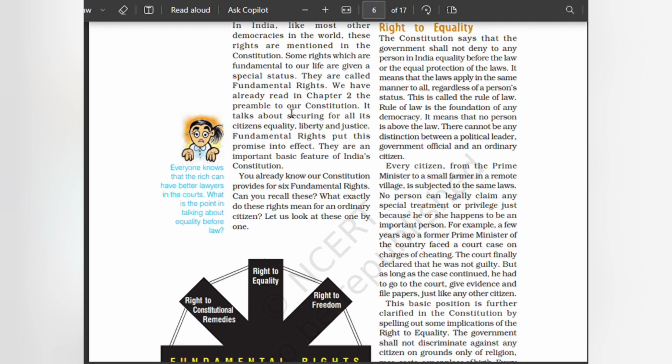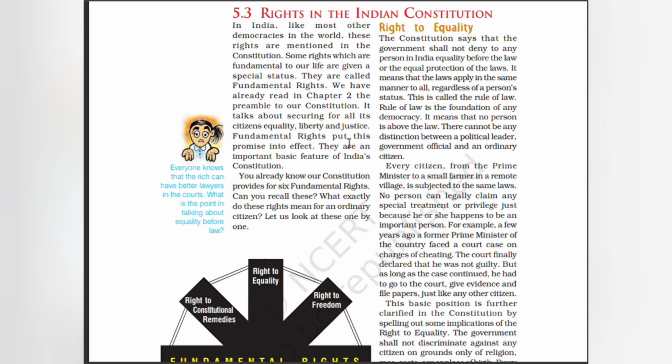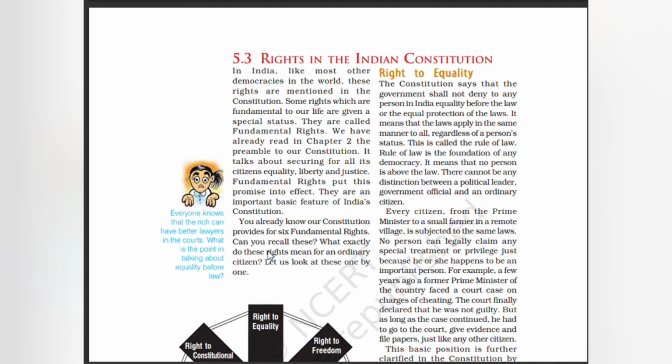We have already read in chapter 2 the preamble to our constitution. It talks about securing for all its citizens equality, liberty, and justice. Fundamental rights put this promise into effect. They are important basic features of India's constitution. You already know our constitution provides for six fundamental rights. Can you recall them? What exactly do these rights mean for an ordinary citizen? Let us look at them one by one.